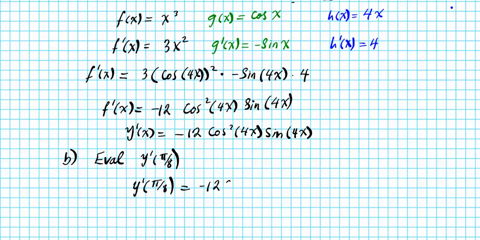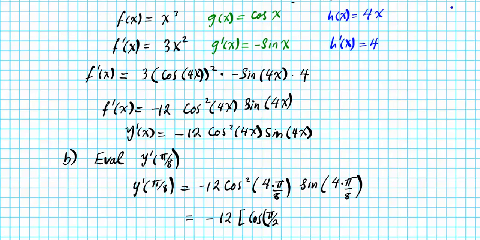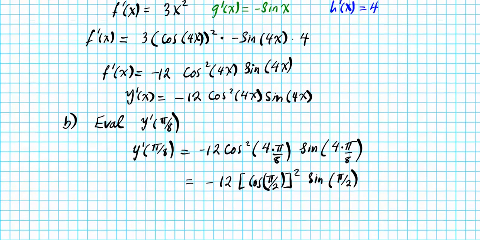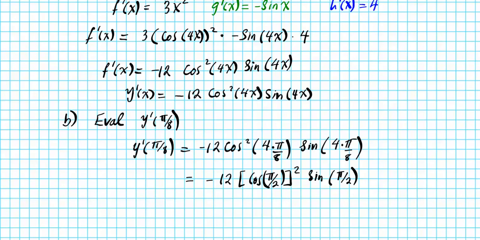So we have negative 12 cosine square 4 times pi over 8 sine 4 times pi over 8. Okay, now let's simplify that. We end up with negative 12. Now cosine square, I can rewrite it as cosine, and then 4 pi over 8 reduces to pi over 2, cosine pi over 2 quantity square, okay? Sine, and then this reduces to pi over 2 also, pi over 2. Okay, so what is sine pi over 2 and cosine pi over 2?